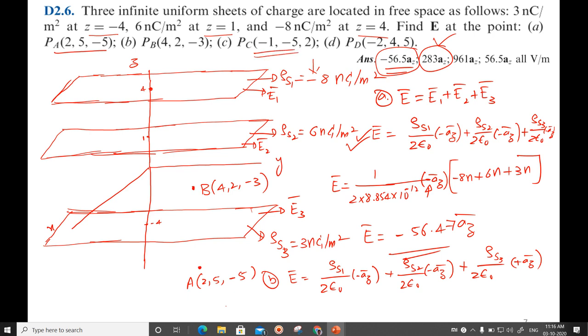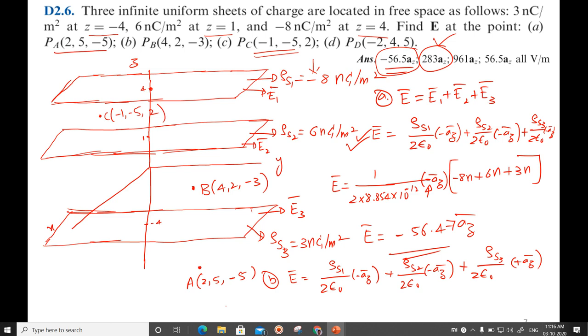Let me observe the points. Try to locate this point C. So point C, x is minus 1, it will come here somewhere roughly. And y is minus 5, it will go this side. And z is plus 2, plus 2 means above this one sheet. Z equal to 1 sheet is here, z equal to 2 means it will come here. C of minus 1, comma minus 5, comma 2.